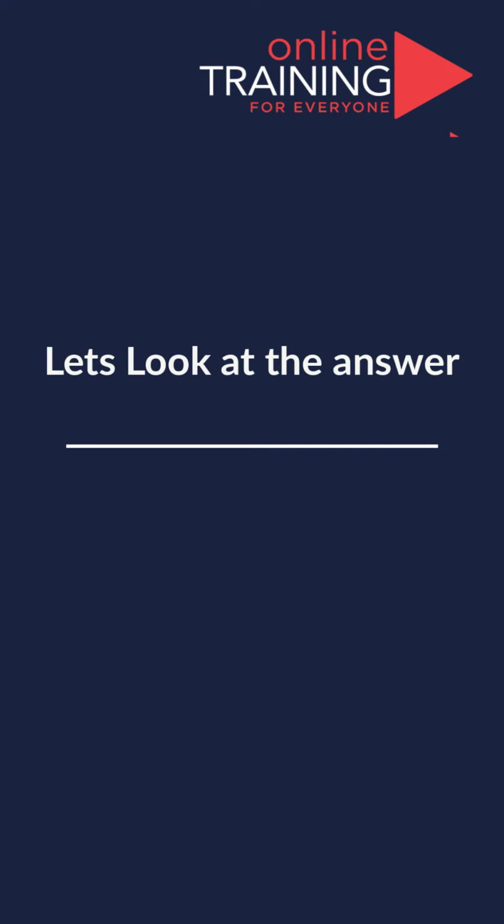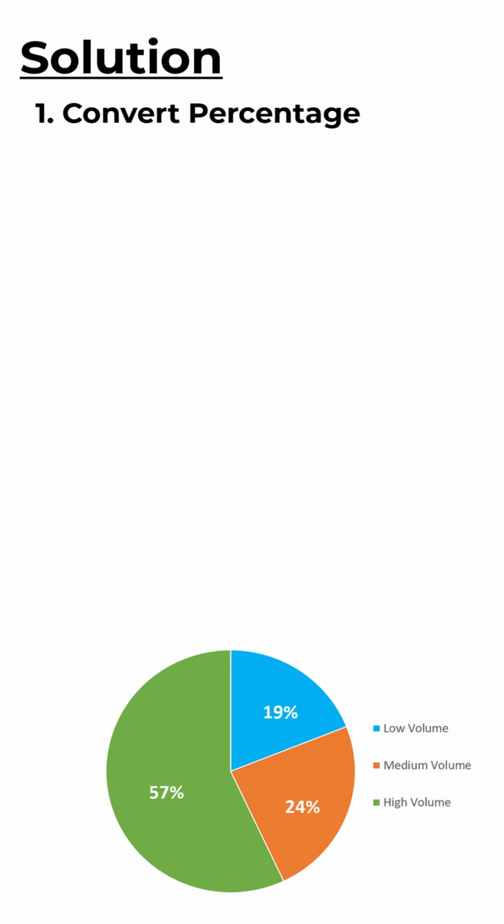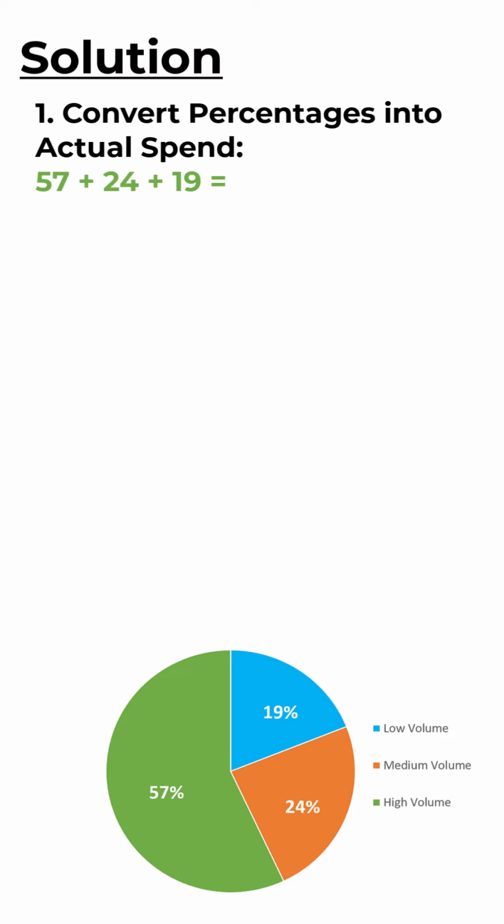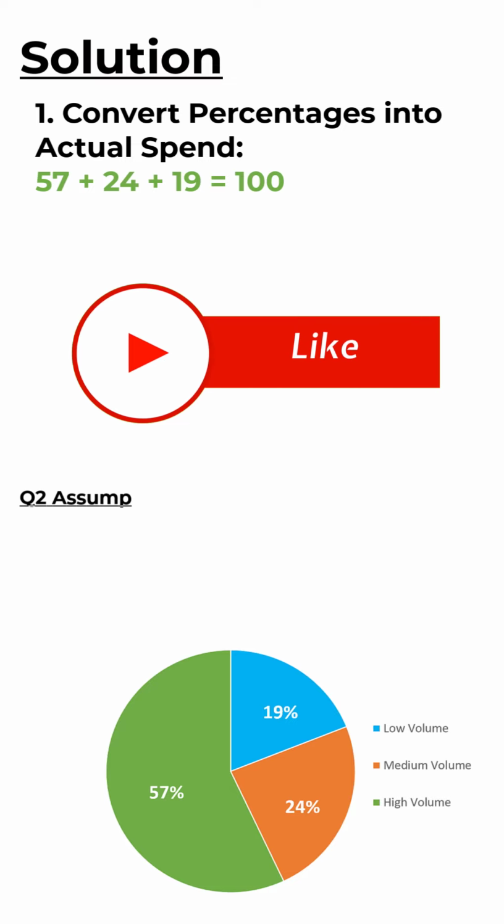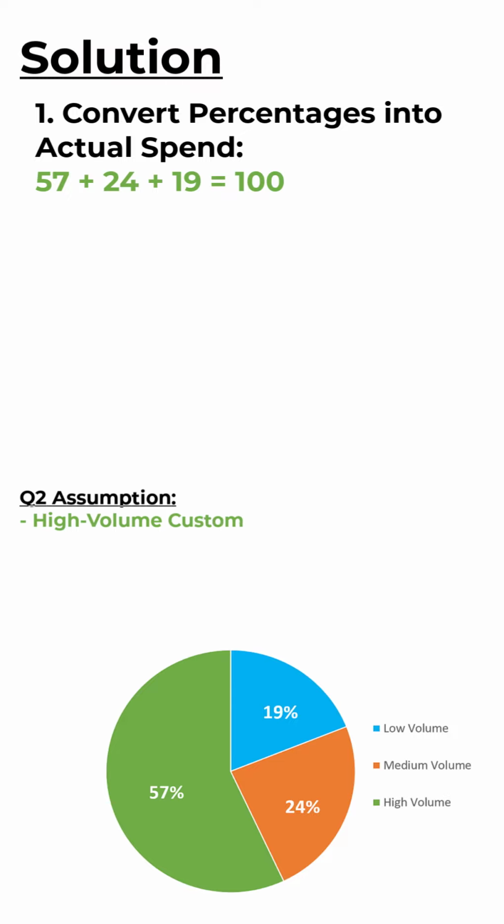One of the easiest ways to solve it is to correlate percentage spending to the actual numbers. For example, we have 57%, 24%, and 19%. We can do the math and create an equation of 57 plus 24 plus 19 would be equal to 100. Now, in the next step, we can calculate total planned spending in Q2.